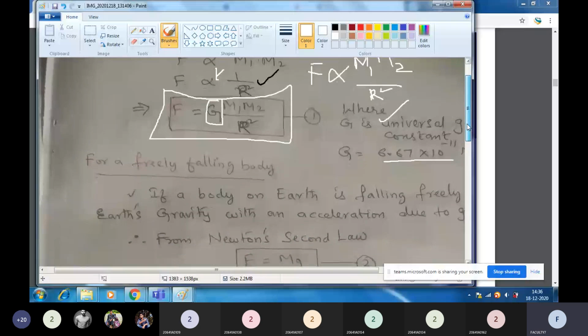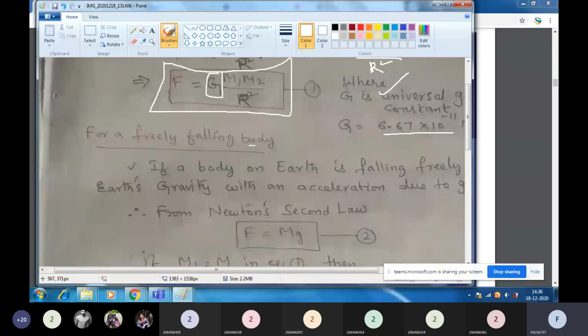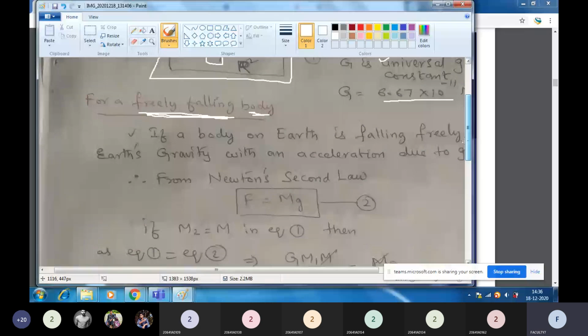Now consider a body, some object, that you drop freely from a height. If you are considering a freely falling body, what happens to the expressions that you can see here? So the force acting on that particular freely falling body, a body having mass m. m is the mass of this particular body.